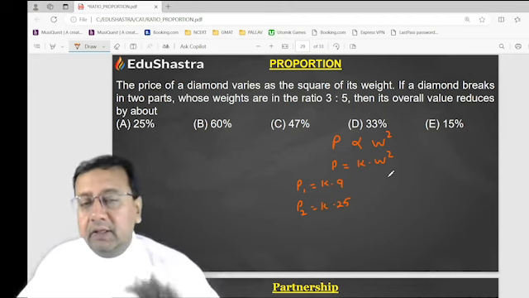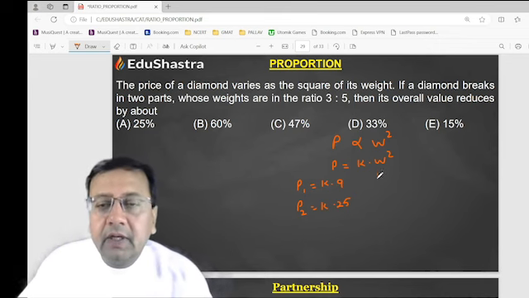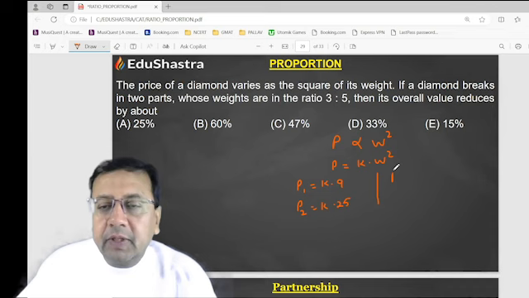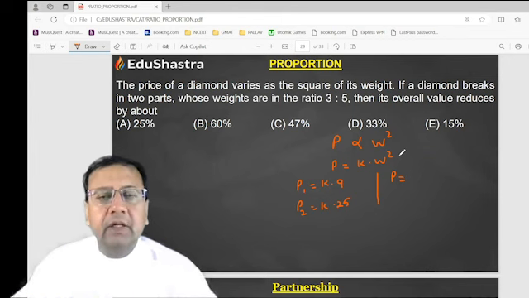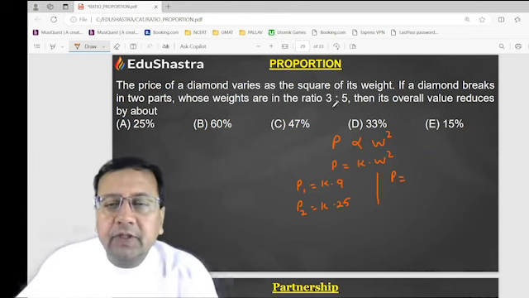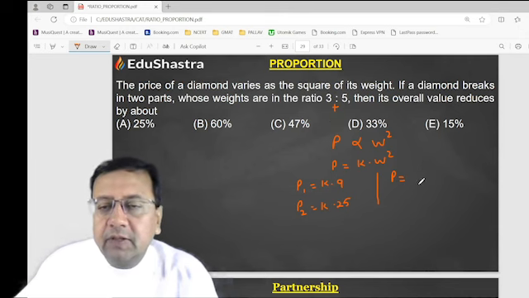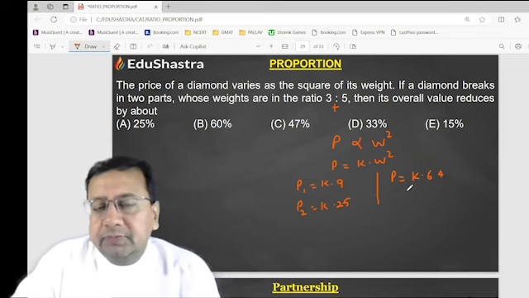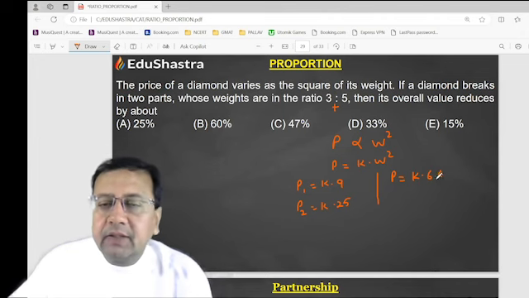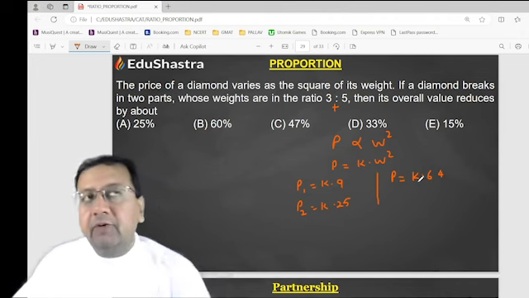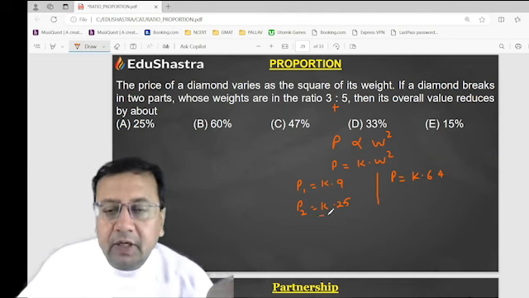Now if I take one complete part, because the diamond is one and broken in two parts, the complete weight should be the addition of these two ratios, 3 plus 5. So price is what? K times 8 square, which is 64K. If I have one intact piece, price is 64K. If I have two parts, so price is how much? That is 25 plus 9.